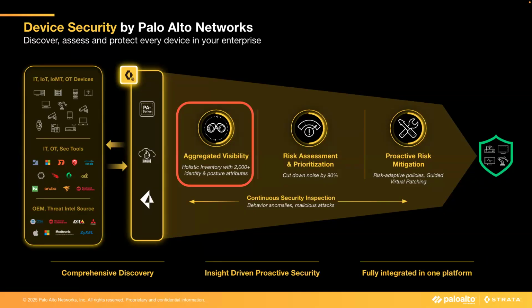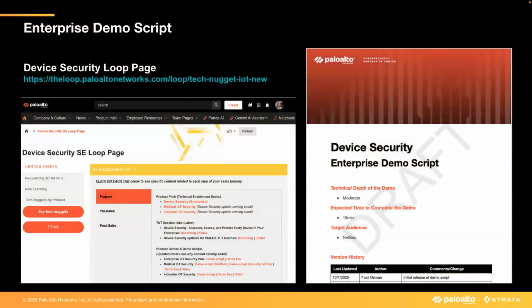Specifically, we will demonstrate how to find and look at device details for the following: IoT devices, unmanaged or BYOD IT devices, and corporate managed IT devices. You can find this enterprise demo script on the device security loop page using the URL shown.